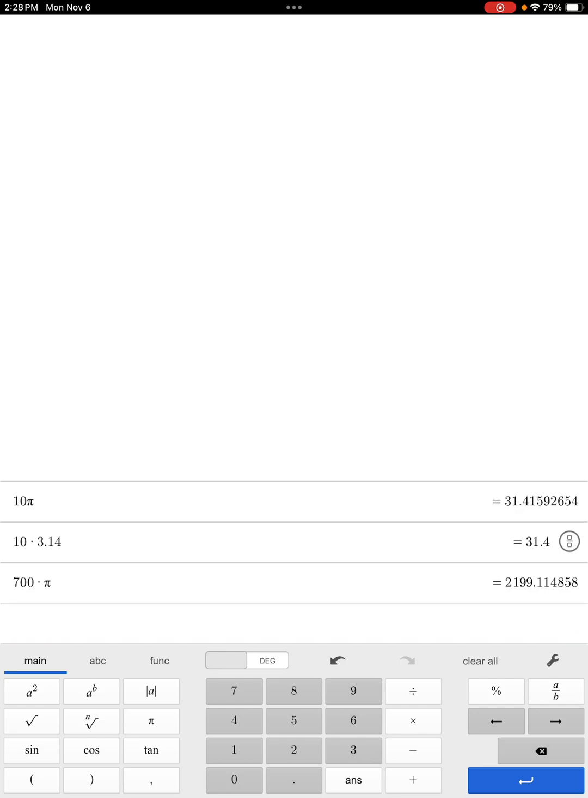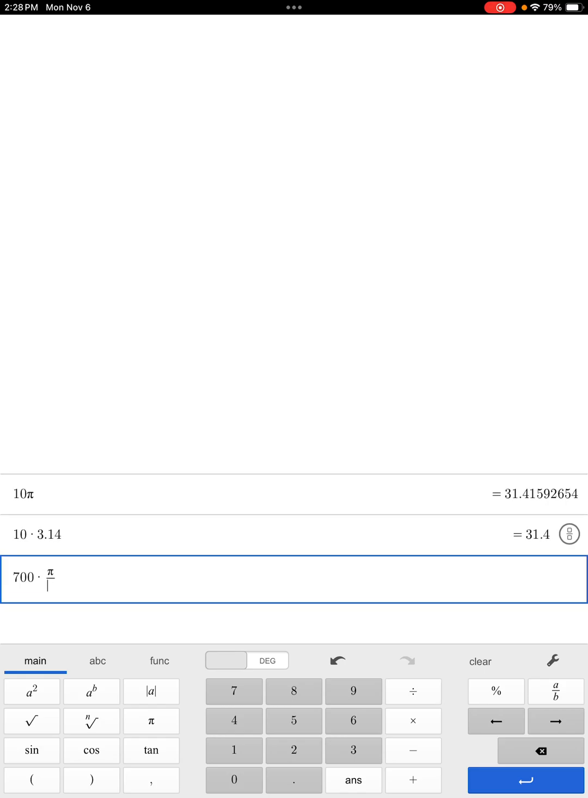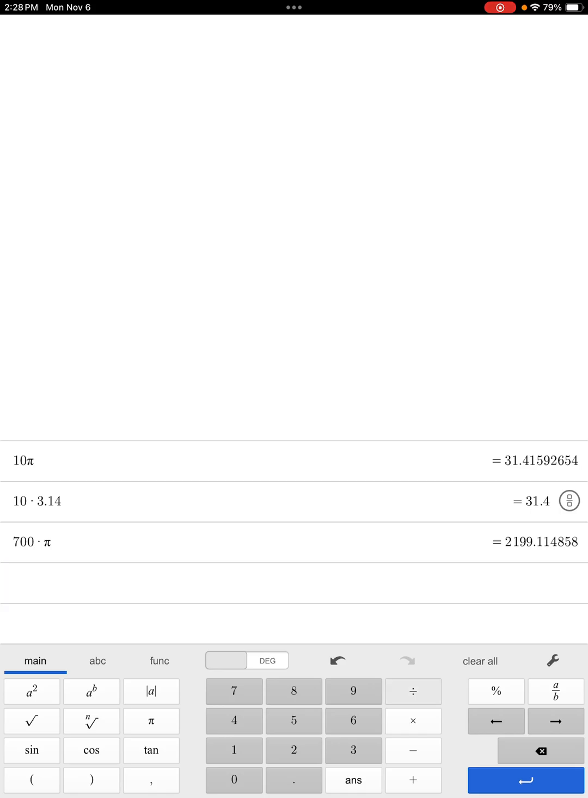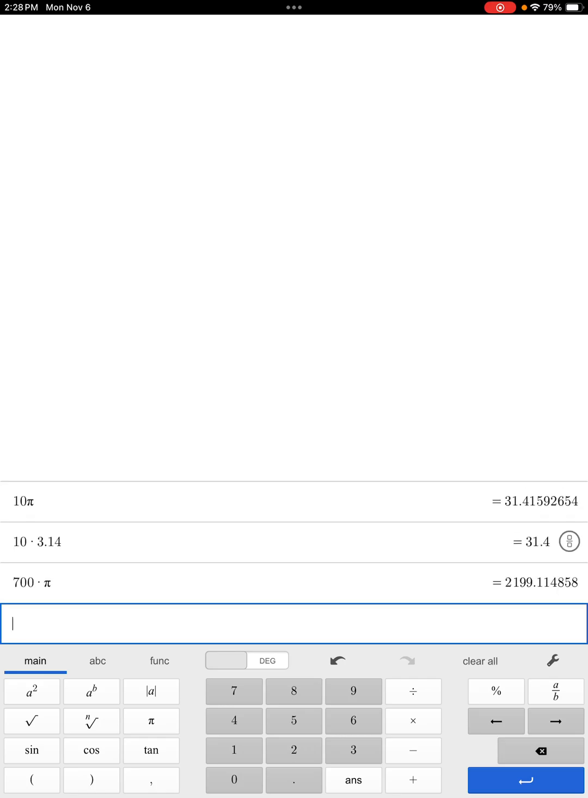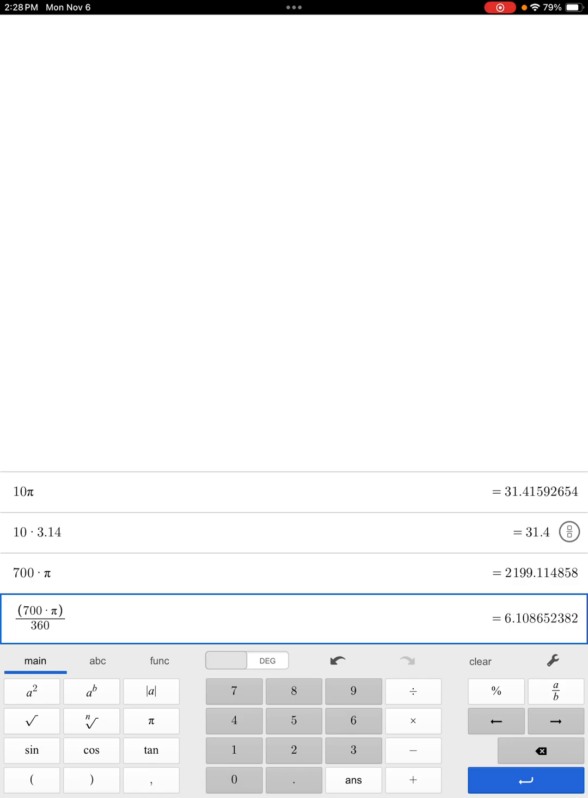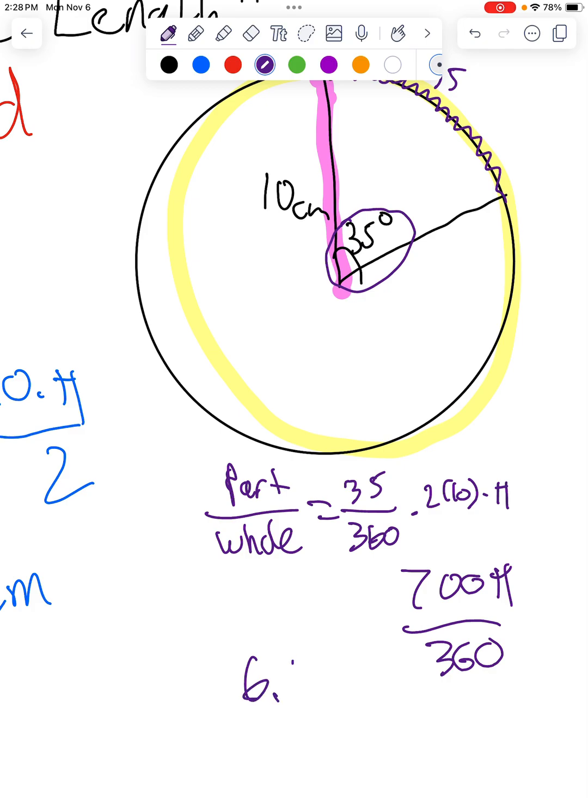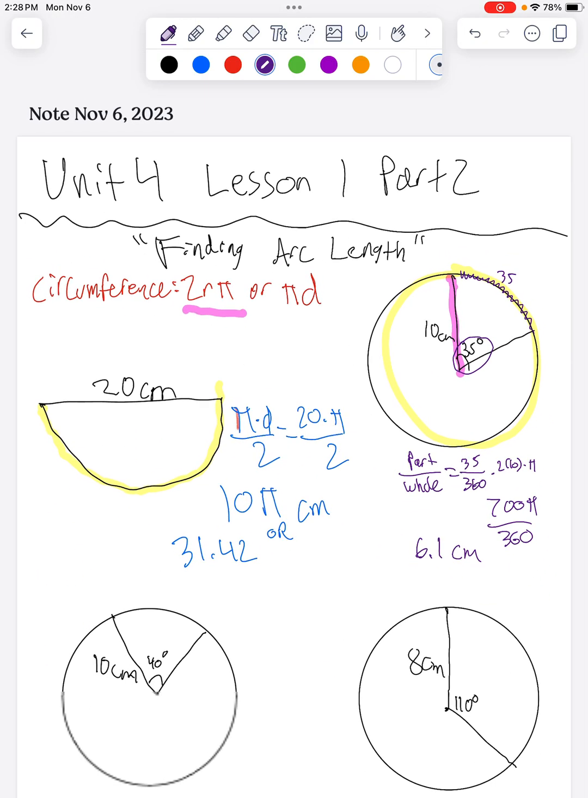I want to take this number and divide it. Use parentheses: 700 times pi divided by 360. That's 6.108, 6.11. Okay, so again, that would be our answer if we were looking for a decimal. And again, it's still centimeters.